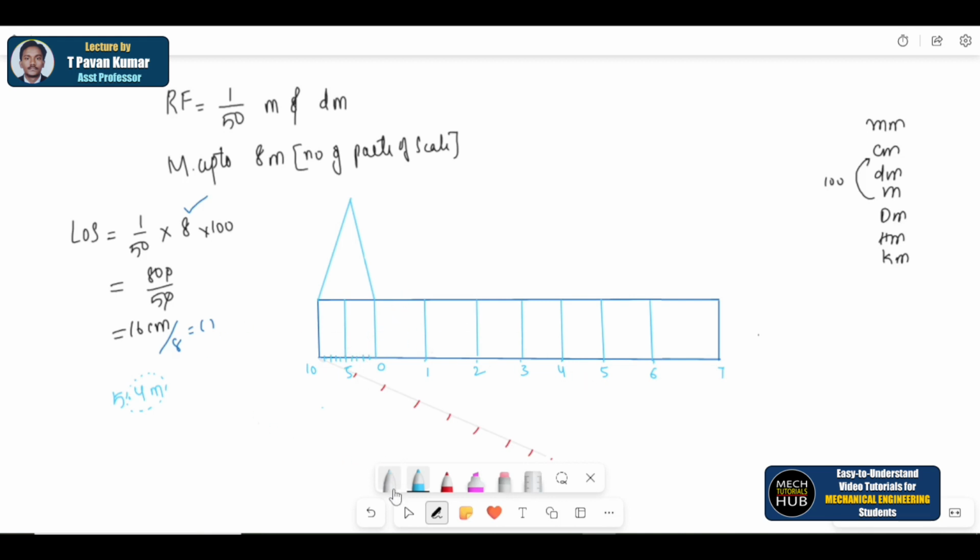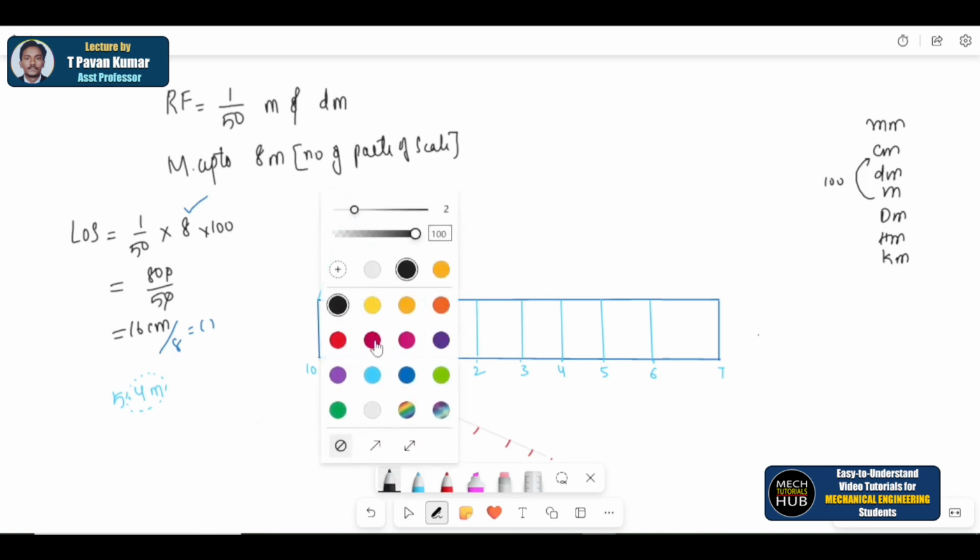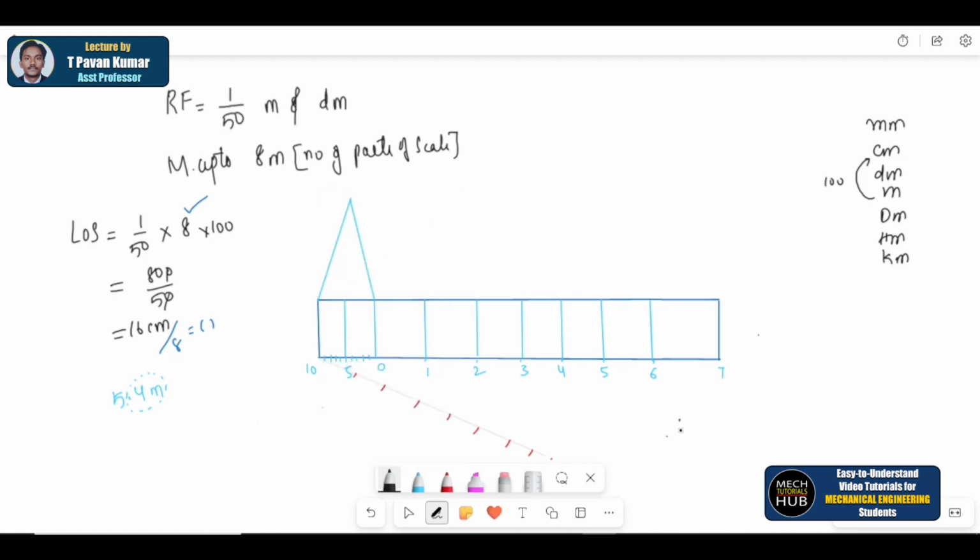Now finally, let me label it. This is the main scale, which is the meter scale. Underline it. Then the subdivision: 1 meter is equal to 10 decimeters, so this is the decimeter scale. Underline it. In between write RF, which is equal to whatever is given in the question, 1 by 50. Now you can mark whatever is required, for example 5.4 meters: 5 meters and 0.4 somewhere here, near this line.